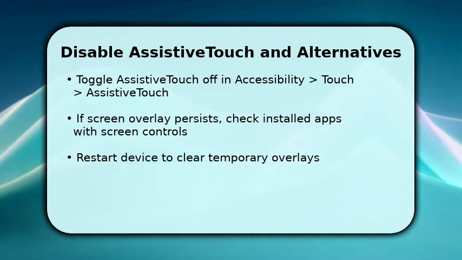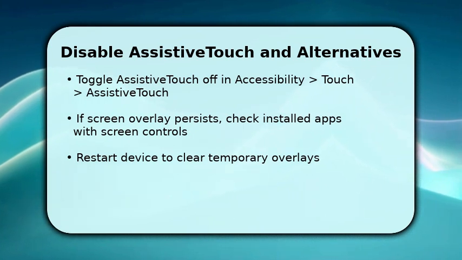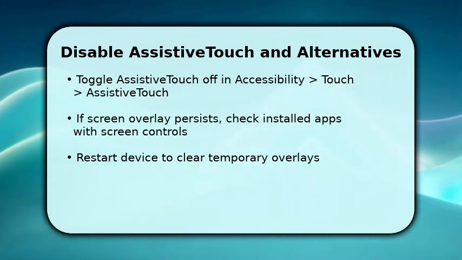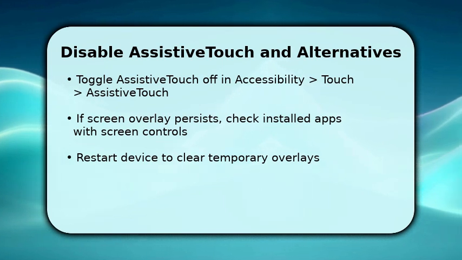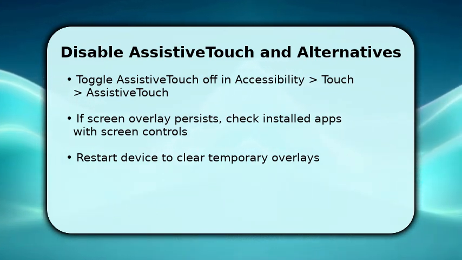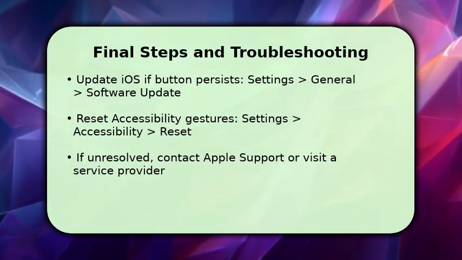This step removes software-based buttons and narrows down hardware versus software causes, so make sure to validate the result after reboot. You finish by updating iOS and resetting accessibility options if the button still appears. Updating fixes bugs and reset clears custom gestures that might recreate overlays.